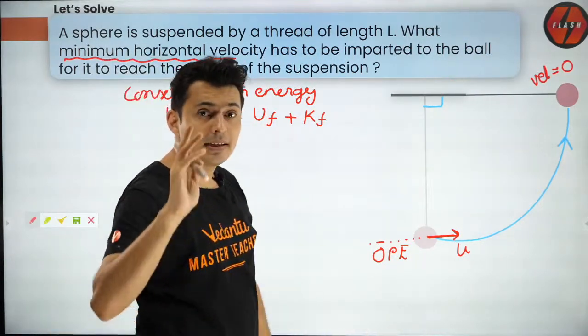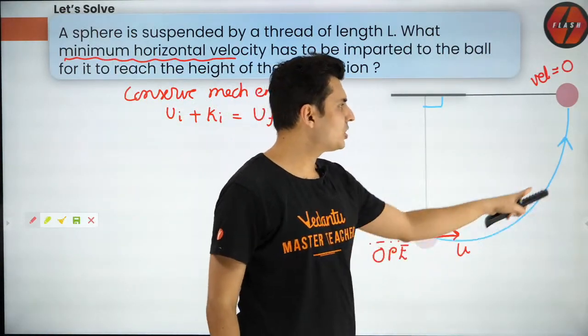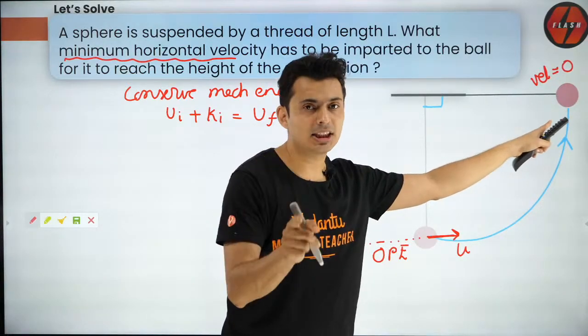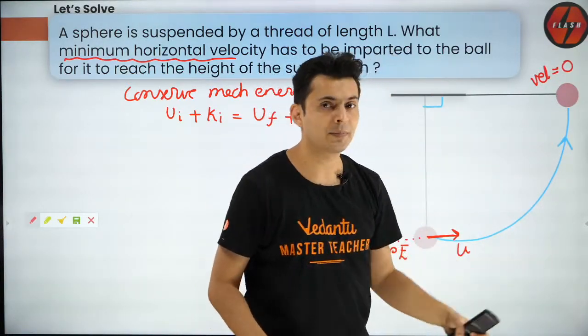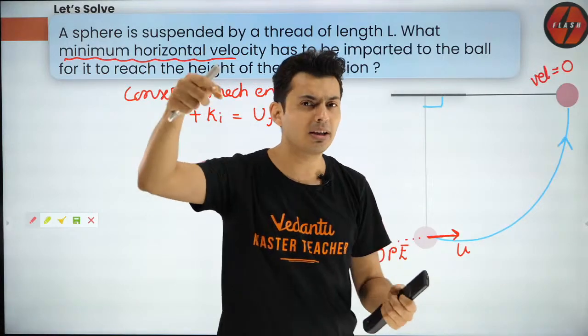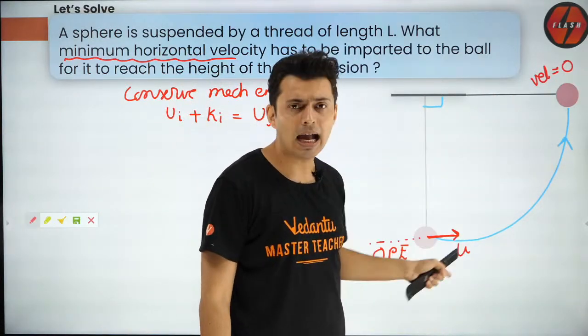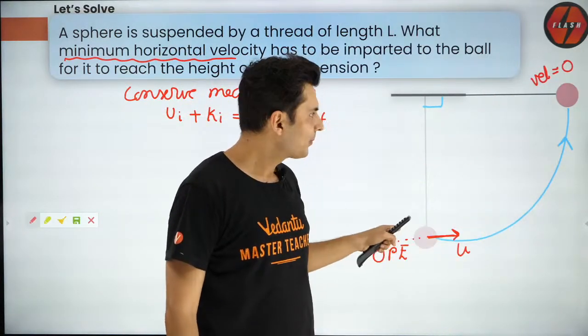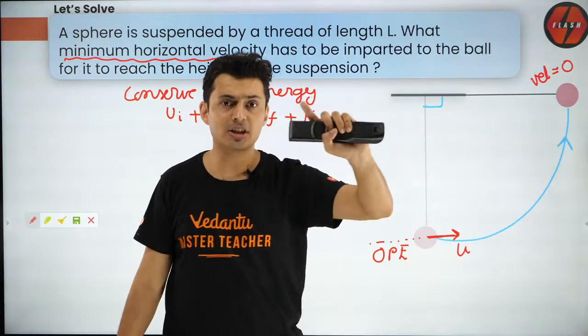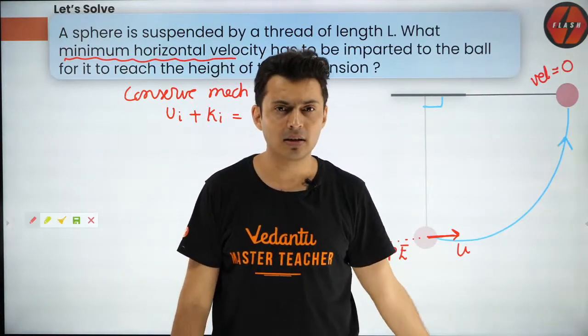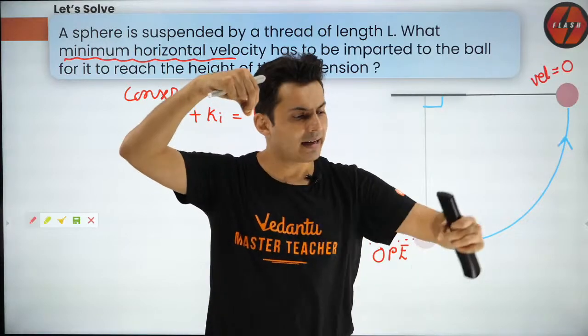Alright? And do you think in this motion, the string has a chance of becoming slack? The tension becomes 0. Do you think, is there any chance of that happening in this part? What do you guys say? Can tension become 0 in this path when the pendulum is going like this?